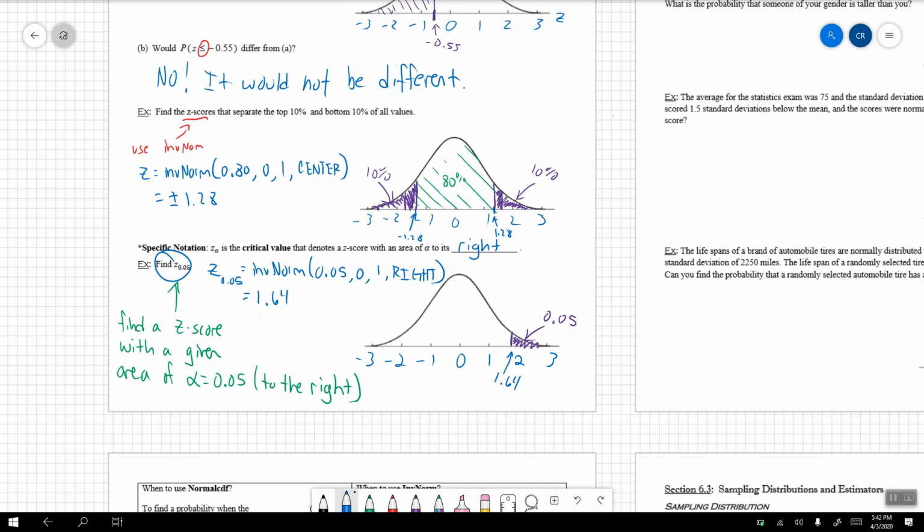There it is. And we're going to be using this notation a lot as we progress through the course. So we use this part quite often. It's going to be very, very important that you know how to do this from now on.